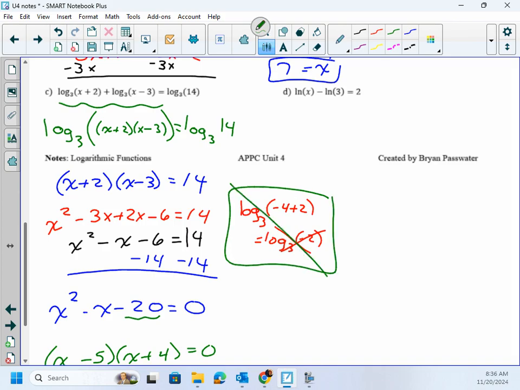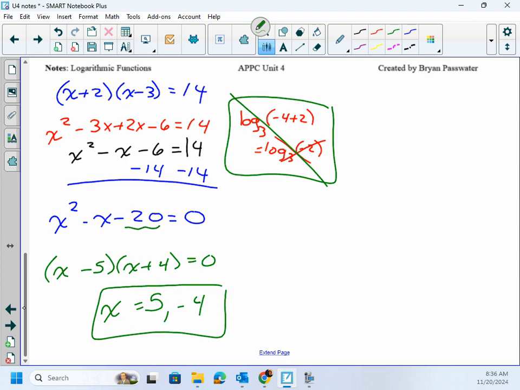Because you can't take the log of a negative number, that means that negative 4 is not a valid number. So while you're showing it as a solution, you're going to cross it out. We still want to know that you recognize that it was an option. It just didn't work.